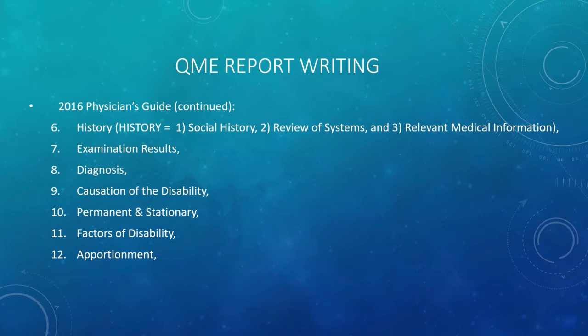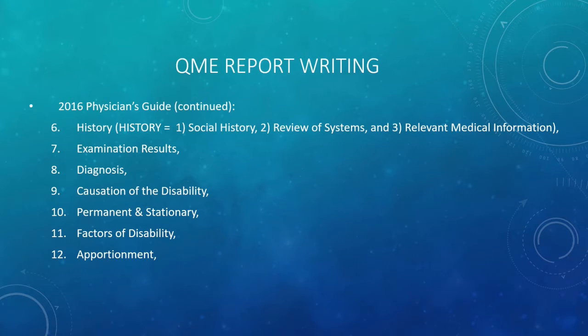Number 6 is a history section, and the history section should be a thorough section in your report that contains at least 3 subsections. Number 1 is the social history. Number 2 is the review of systems. And number 3 is the relevant medical history, or relevant medical information.